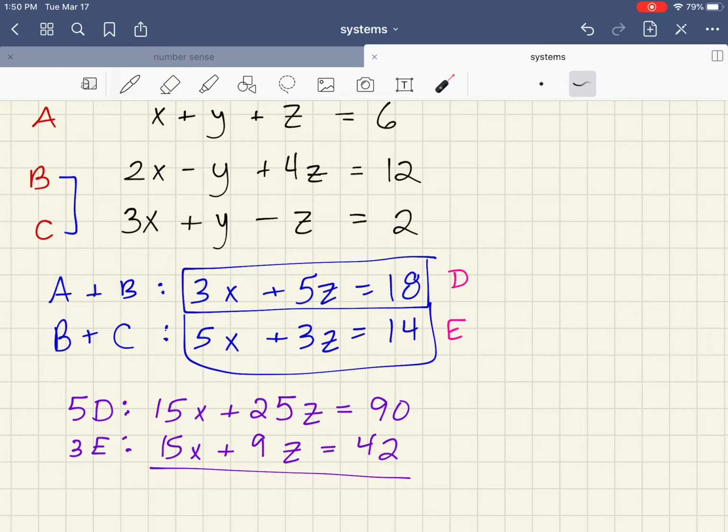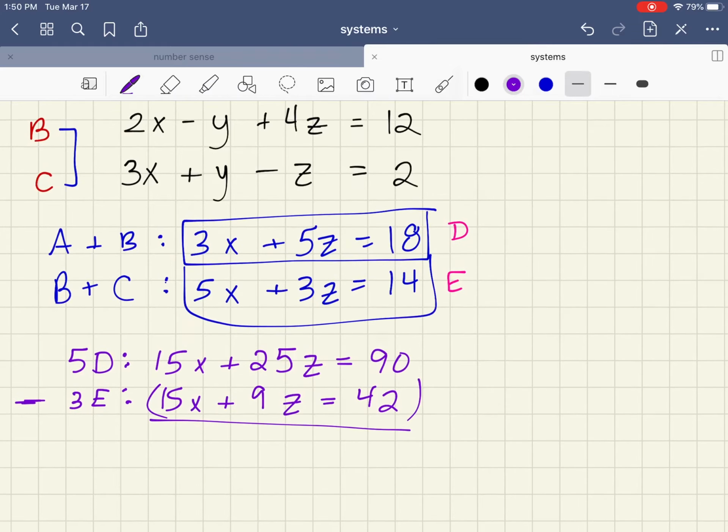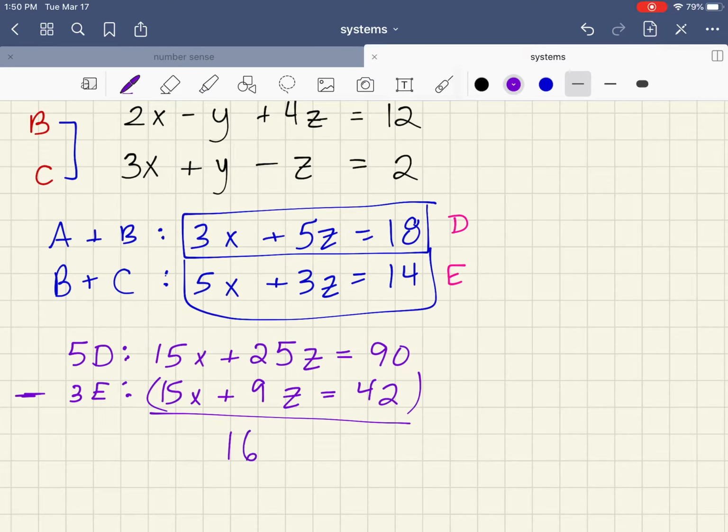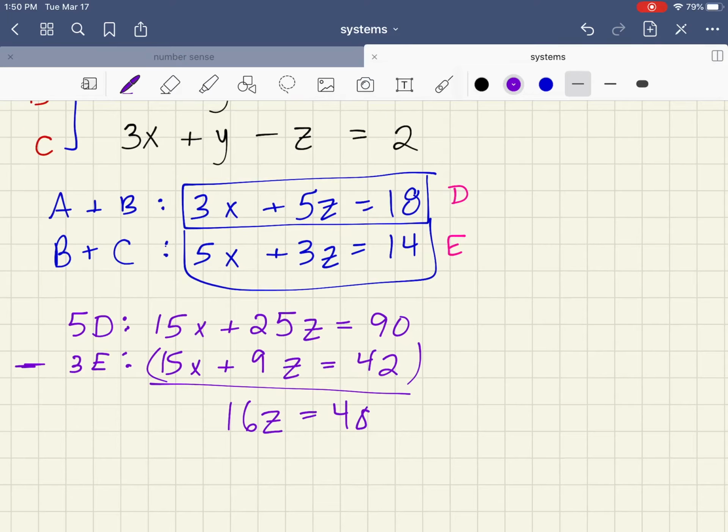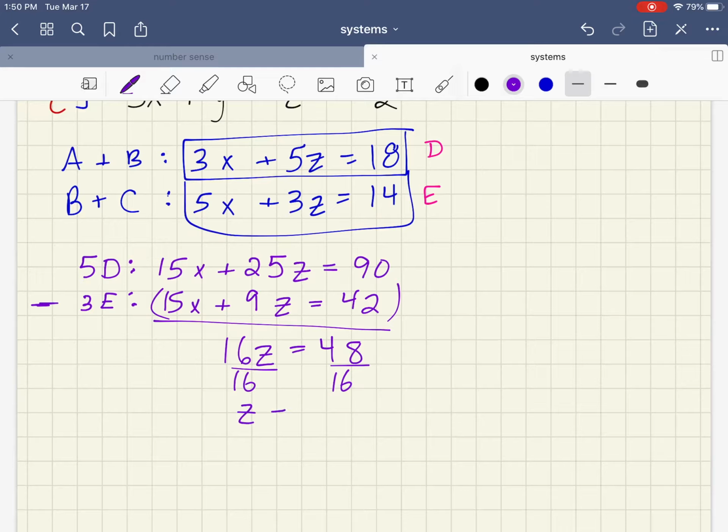Our goal is to eliminate something. I've matched up the x's so that I can subtract. So I'm going to subtract the bottom equation. It gives me 16z equals, what is that, 54 or 48? 48. Divide by 16, divide by 16, and z equals 3.